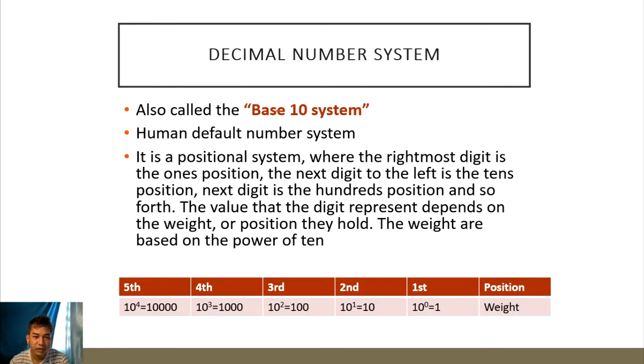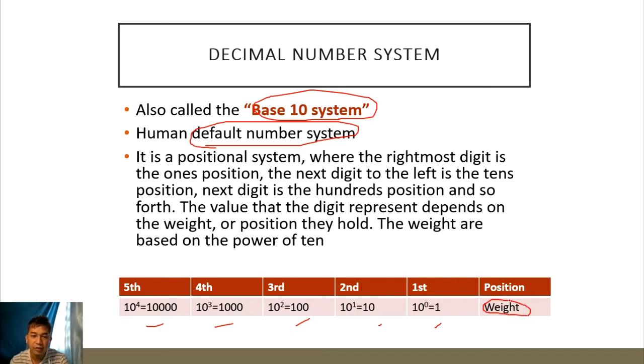Okay. Decimal number system, or also known as our default number system. So, base 10 siya. So, it is a positional system where the rightmost digit is the ones position. The next digit to the left is the tens position. Then, ang next naman is hundreds and so on. So, the value that the digit represents depends on the weight or position they hold. The weights are based on the power of 10. So, ayan. So, meron tayong ones, tens, hundreds, thousands, 10,000. Tapos, ang next niyan is ang 100,000 and so on. So, yun yung mga tinatawag natin na weight.